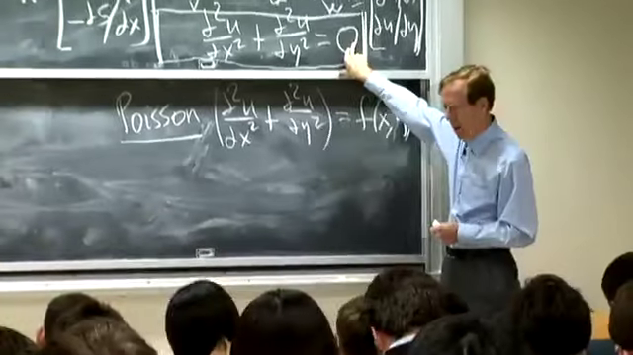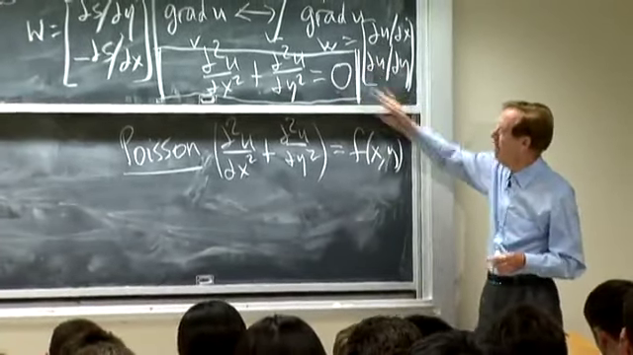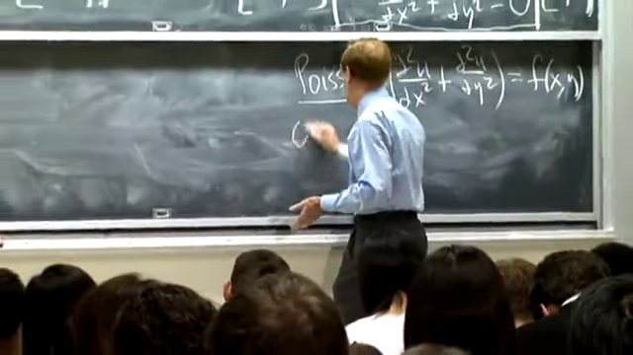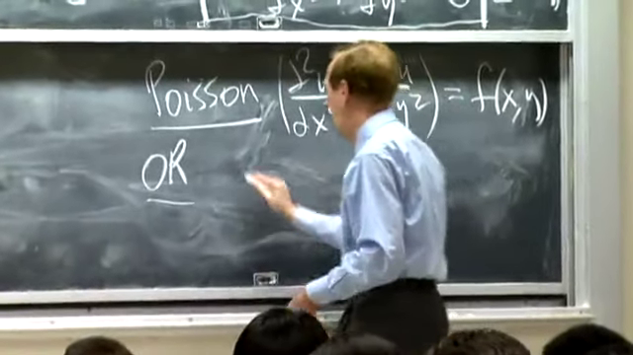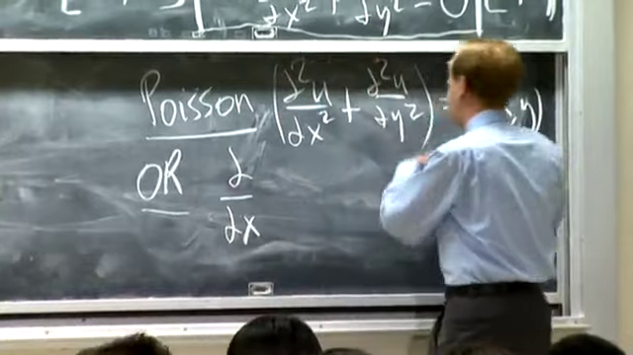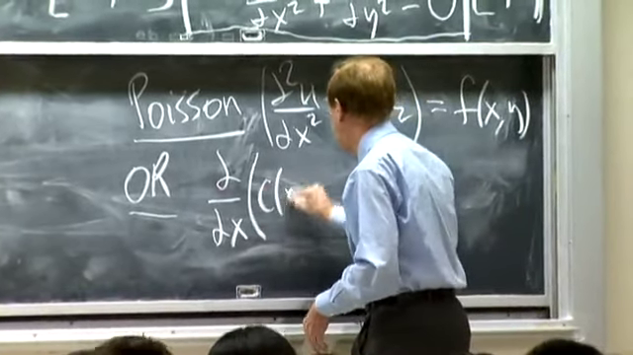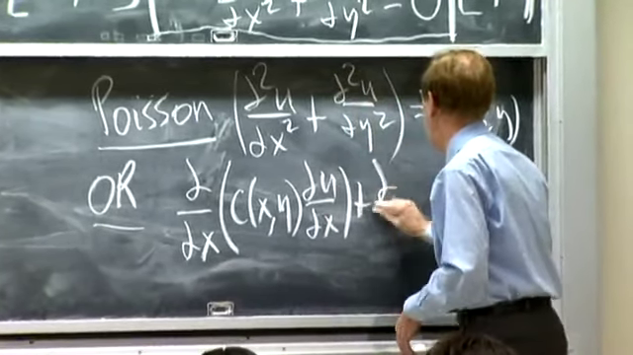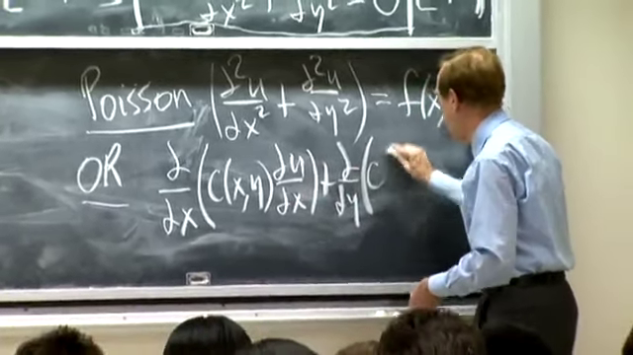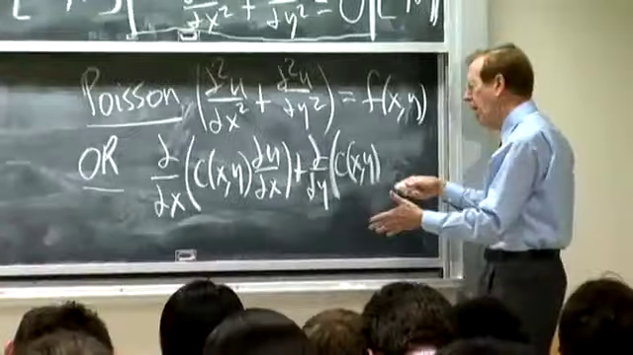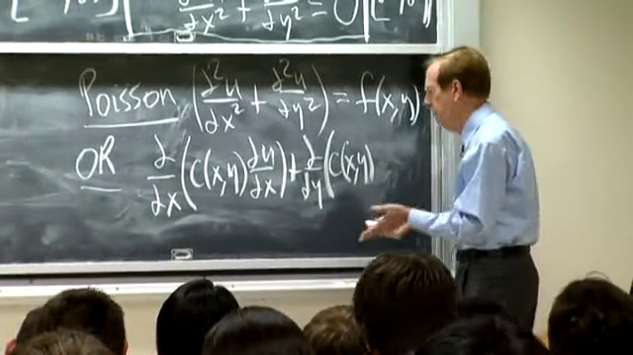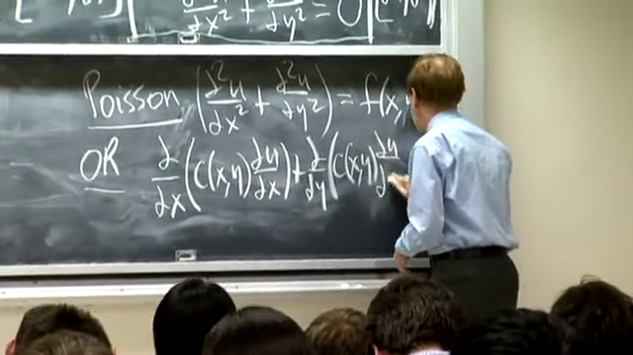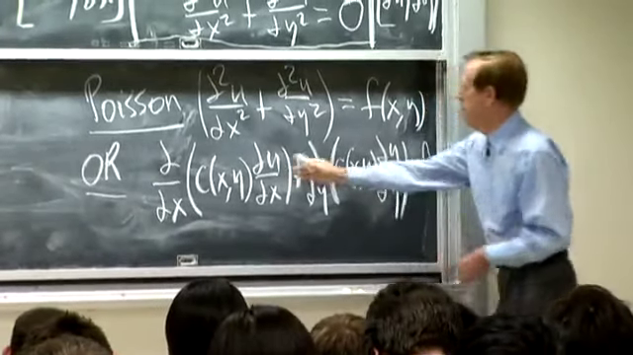Laplace doesn't. And just while I'm talking about this framework, if there was a c of x and y, so this would be, or I'll put or, the more general one would be the x derivative, because I'm taking the divergence, of a c of x and y du dx, and the y derivative of a c of x and y du dy equals f again. So you see the difference. I'm now allowing some variable conductivity, variable material. So that would be the more general one.